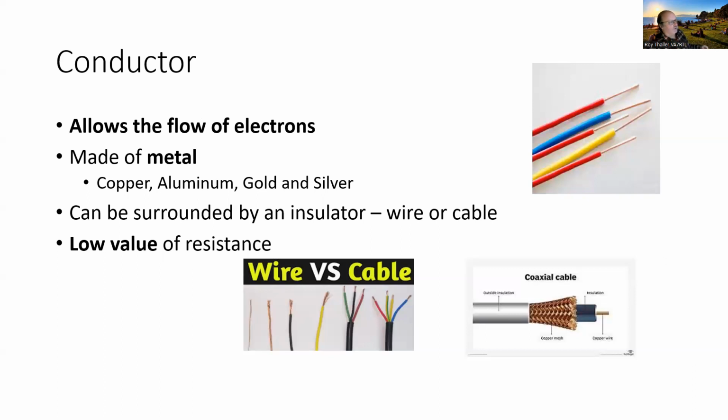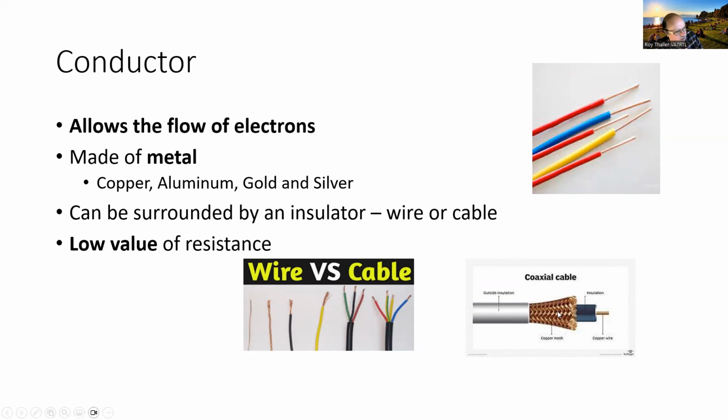So a conductor allows the flow of electrons, and is made of metal: copper, aluminum, gold, or silver. If it's a wire or cable, it's surrounded by insulation, which is the colored part here, and then this is your copper. And then if you have more conductors put together, you form a cable.